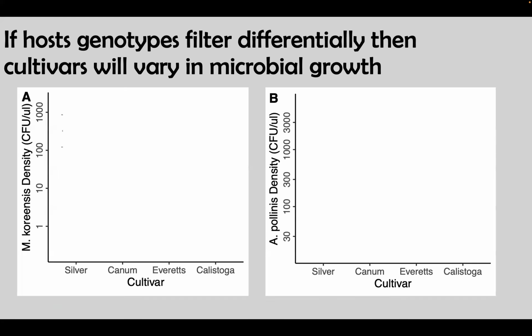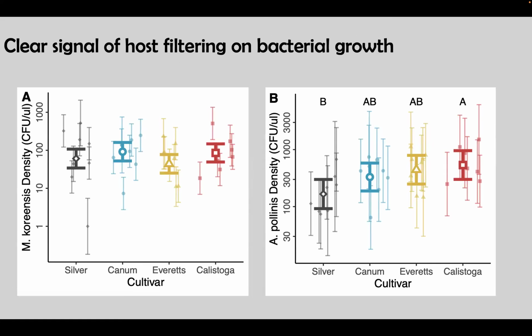And so if we were seeing host filtering, environmental filtering, if these genotypes or cultivars differed, then we would expect that after we let these microbes grow for a couple of days, we would see different densities of our 2 species, right? And so what I'm going to show you are our 4 genotypes, horticultural cultivars. And then on the y-axis is the density of yeasts on the left and the density of bacteria on the right. And what we saw was a slight signal of host filtering, right? So on the left, you can see that there's no significant difference in yeast density after 2 days of growth, which means there's no significant host filtering there, at least at the cultivar level. But in bacteria, there was clear host filtering, right?